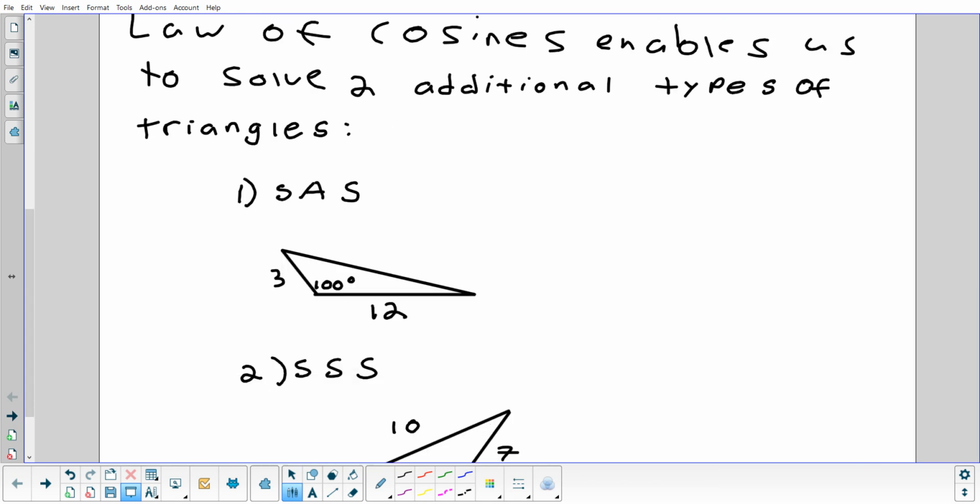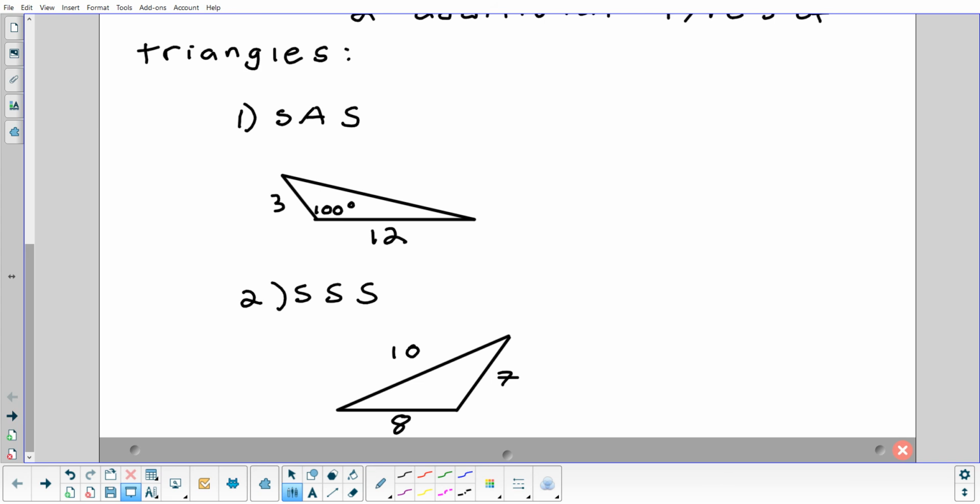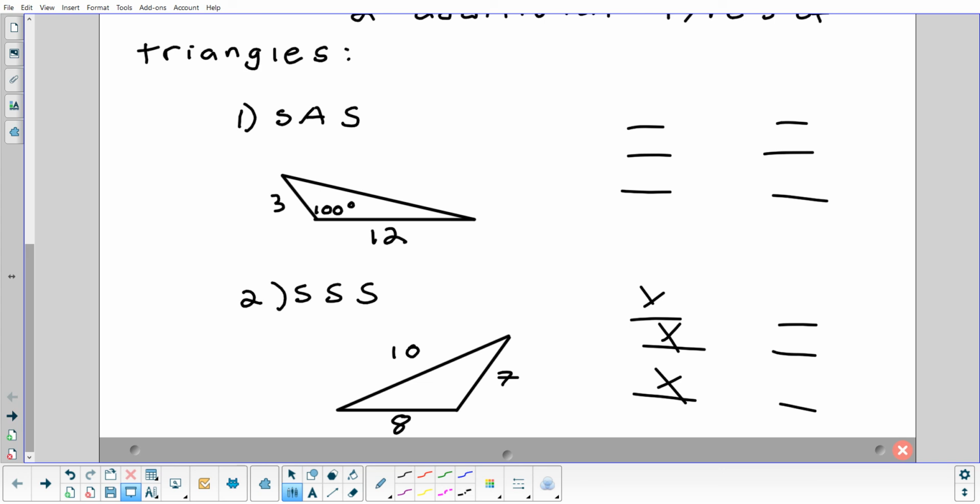And what ends up happening with these two cases is if you make a table using law of sines, you don't have a full row. With side, side, side, you have something like this. You have three incomplete rows. Law of sines isn't going to work. With side, angle, side, when you set your table up, you'd have something like this. You'll have two sides and an angle, but the problem is the angle is not in the same row as one of the other sides.